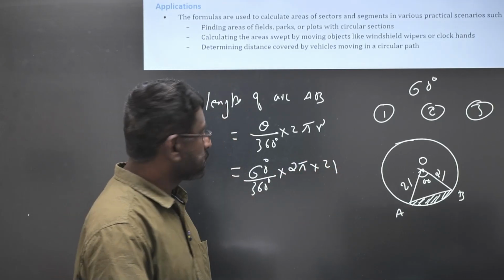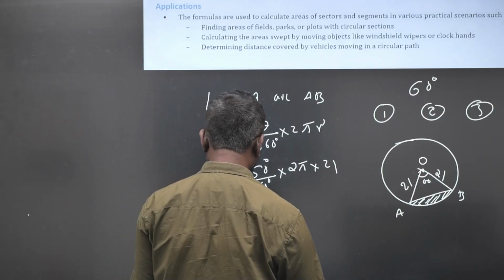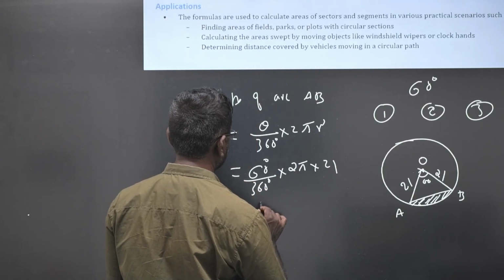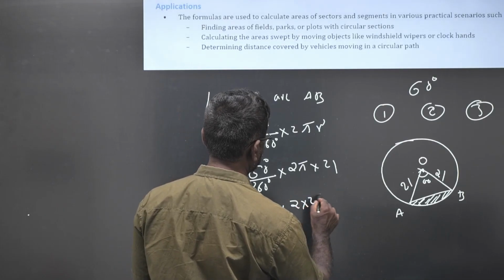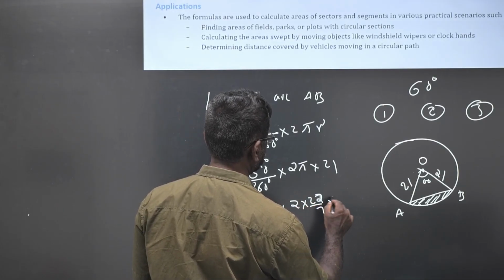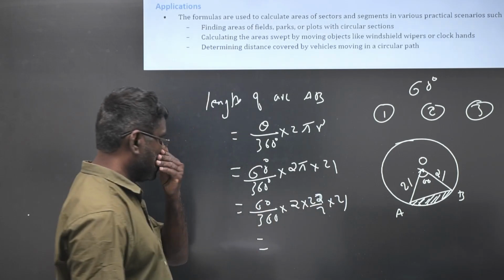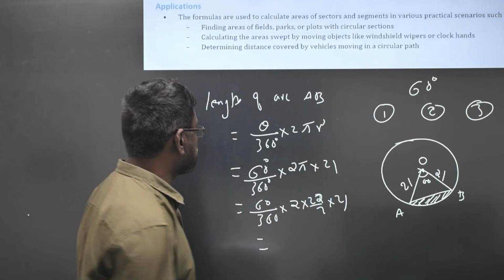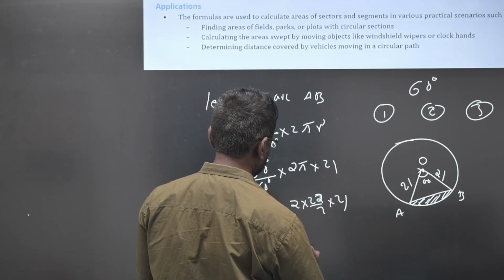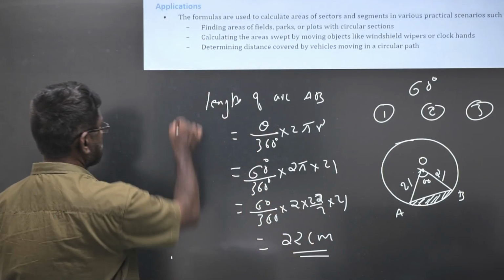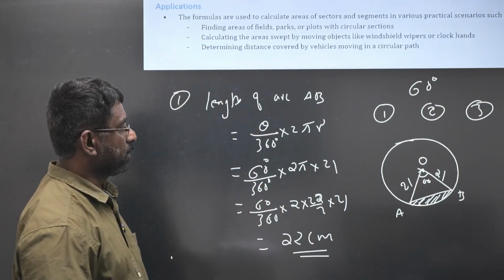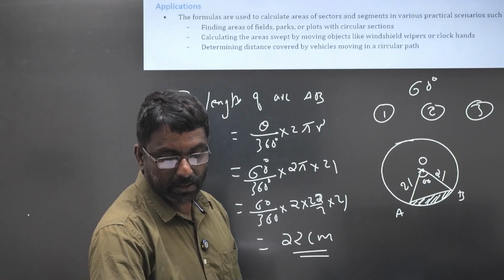We can substitute 22 by 7 for pi. So 60 divided by 360 into 2 into 22 by 7 into 21. You simplify this, some terms are cancelled. Finally, you will get 22 centimeter. This is the first part of the question. 22 centimeter is the answer.